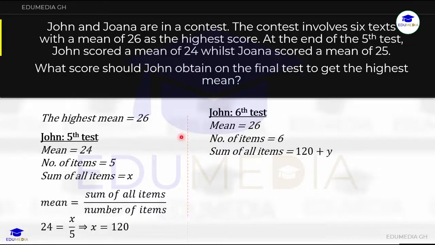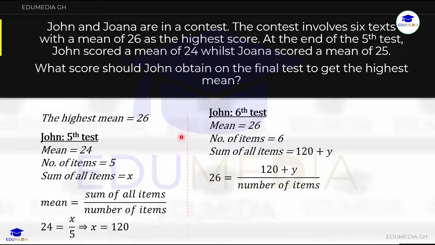The sum of that gives him 120. Therefore, the 120 plus a figure, or plus the final score, should give him the sum of all the items that he needs under the final test. So that is 120 plus y. Likewise, we need to use the mean formula to get the figure that we need for him to get the 26 mean. So substituting all these figures into the mean formula, we have 26 equal to 120 plus y divided by the number of items.